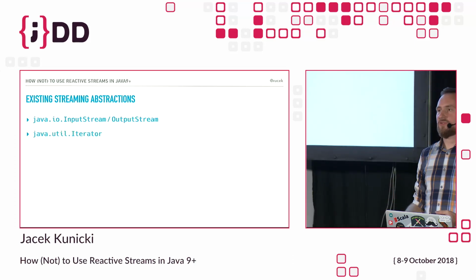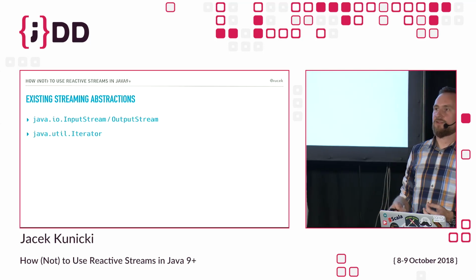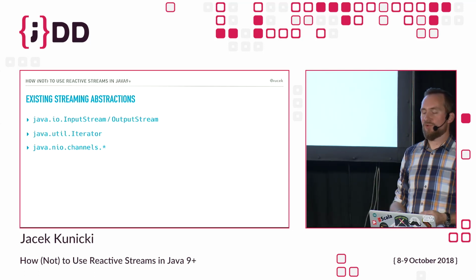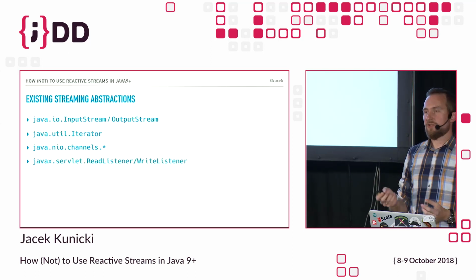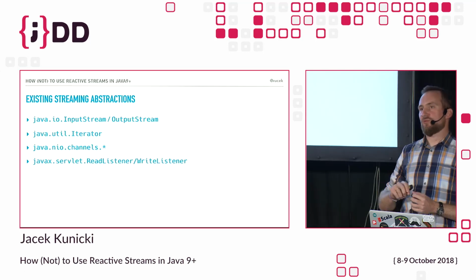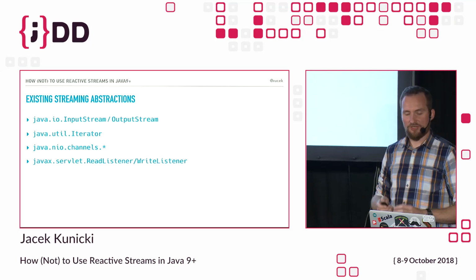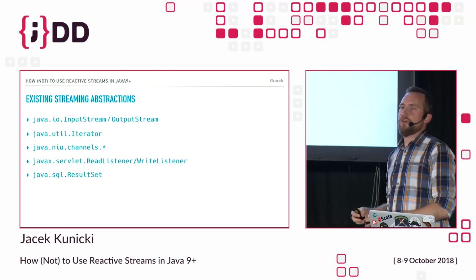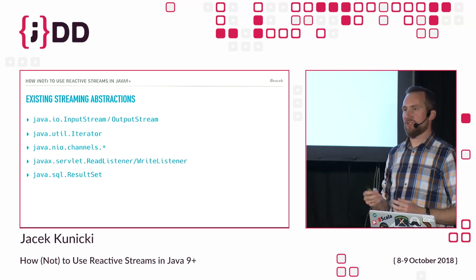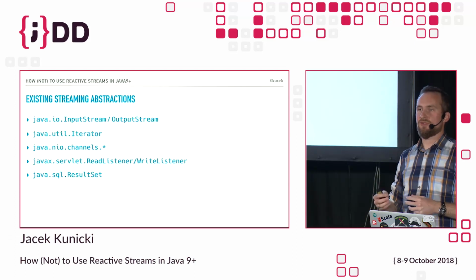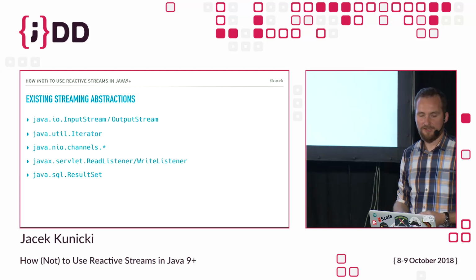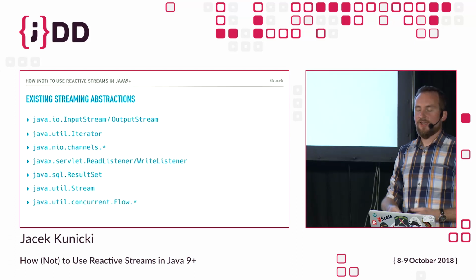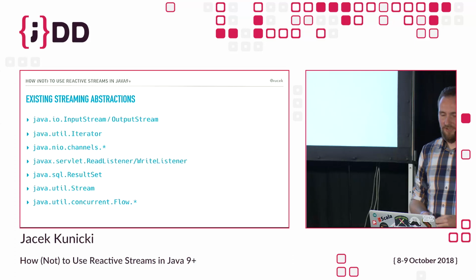There are, for example, iterators, which basically are about handling infinite streams of data, which streaming is also about. There are file channels in the new I/O. There are even read and write listeners in the servlet API, which also expose quite a bit of streaming behavior. There is Java SQL result set, which is usually backed by a cursor in the database. So this is a bit similar to an iterator, which is still, again, about handling an infinite stream of data. There are, of course, Java streams that came with Java 8, and there is java.util.concurrent.Flow that came with Java 9.